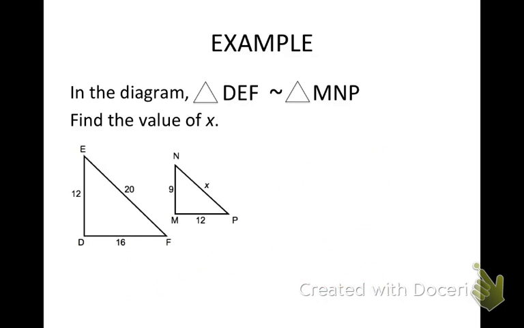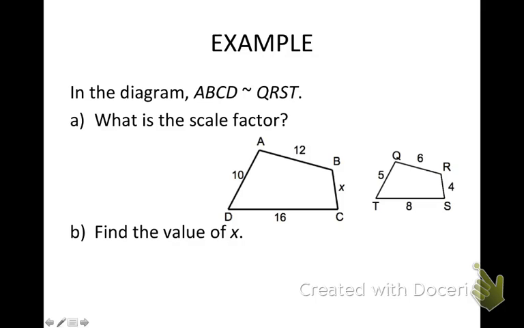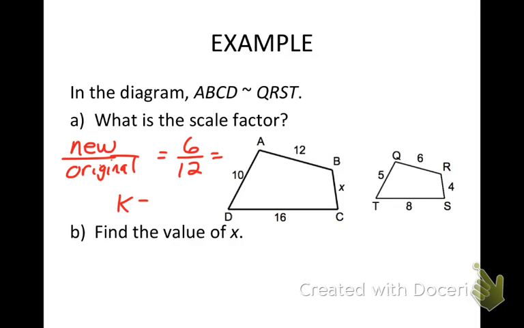All right, let's go to the last one, and there's one more thing I have to add to your notes. So in the diagram, we're told that ABCD is similar to QRST. What's the scale factor going to be? Keep in mind that it is new over the original. Someone give me a ratio. Well, 4 over x would not give me an actual number for a scale factor. 6 over 12 reduces to 1/2. So my scale factor k is 1/2.